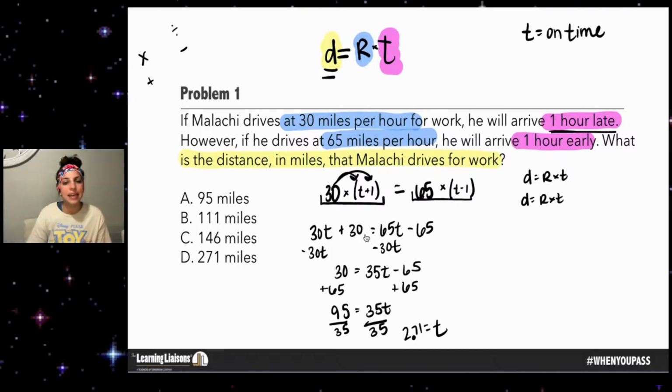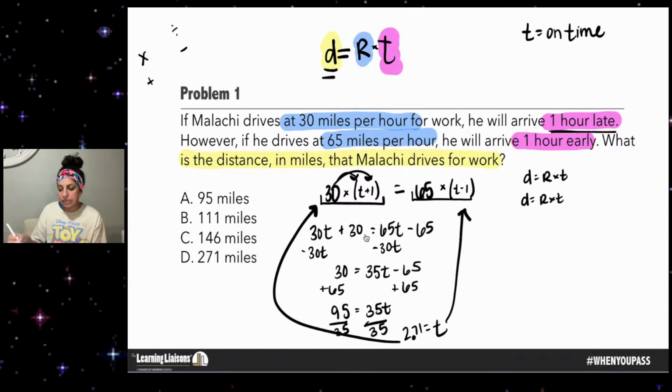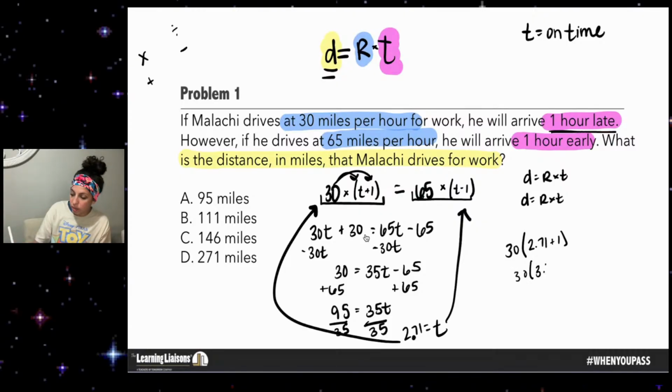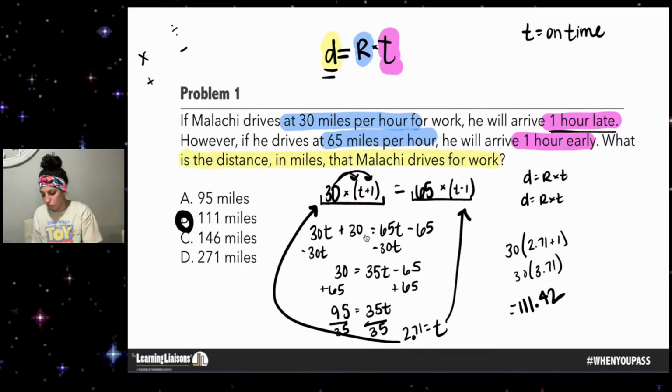Now I can just take that and I can plug it into either here or here, and it'll give me my distance. So 30 times 2.71 plus 1. So 30 times 3.71 gives us 111.42. So 111 is the closest answer to our distance that he's driving to work.